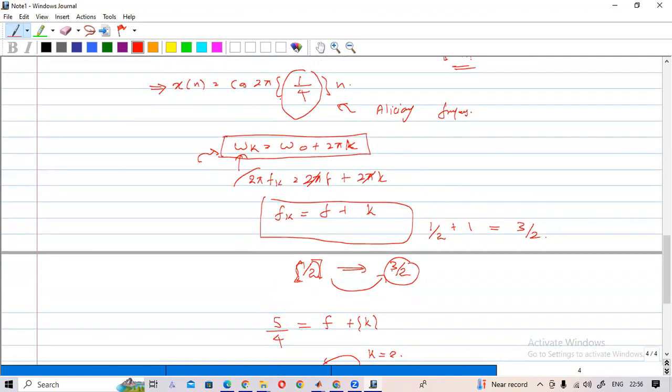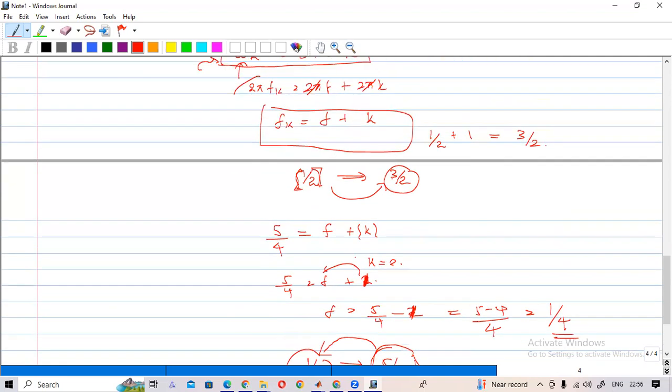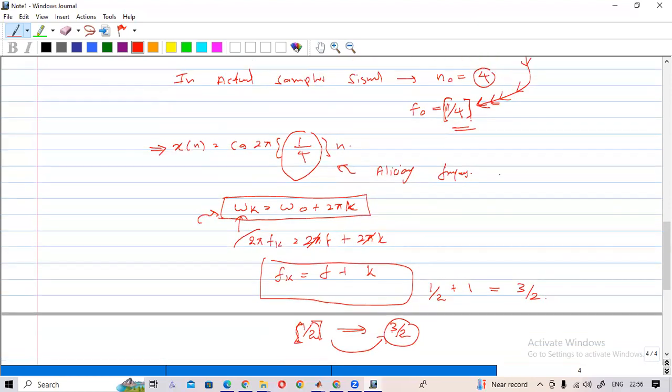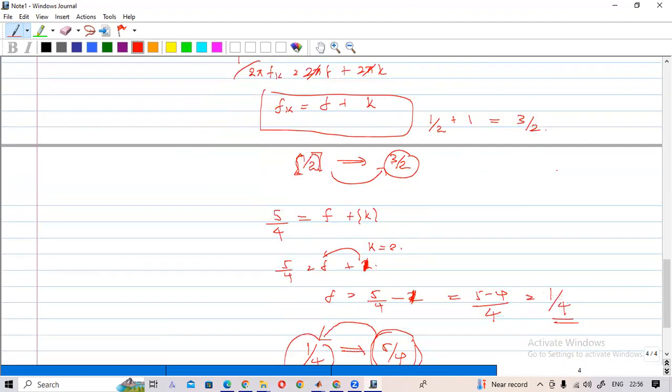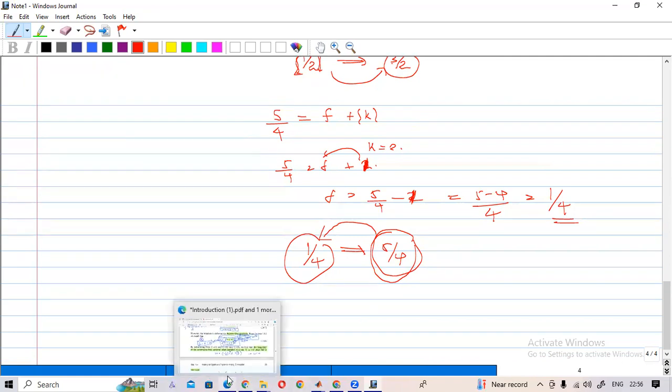So by sampling, we got this one, 1 over 4, not this one. So any signal should lie between plus half and minus half normalized frequency. Please try to understand this concept by yourself, what I'm explaining here.